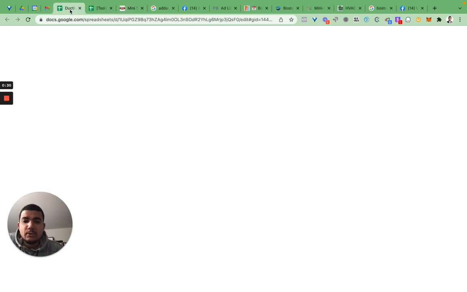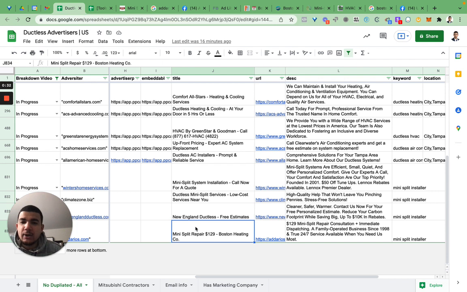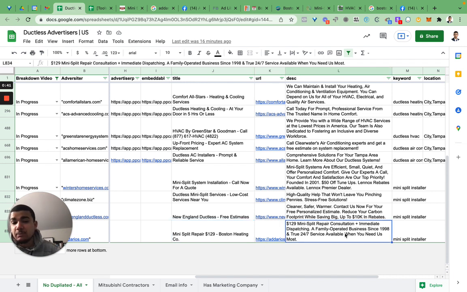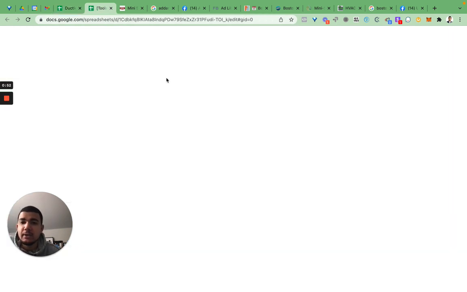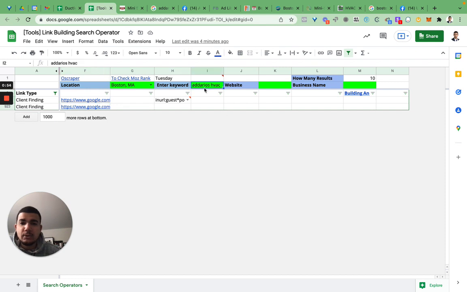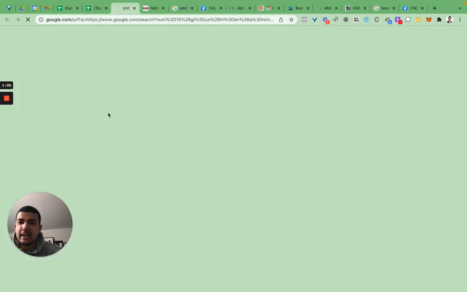Let's go to our spreadsheet here. The title of their ad was Mini Split Repair, $129 in Boston Heating and Cooling Company. Their ad was centered around their services for mini splits. The keyword they were bidding on was mini split installer. So if I go here, let's go mini split installer, and we're in the Boston, Massachusetts area. See if we can find that ad again.